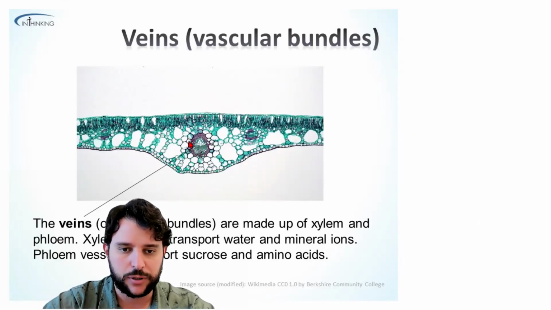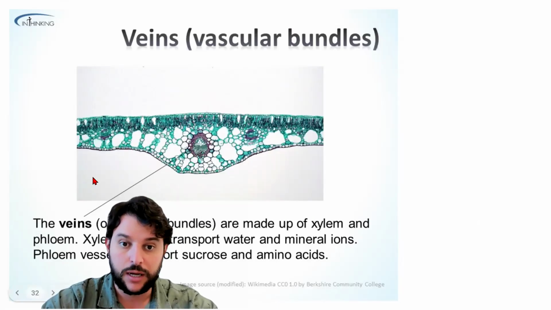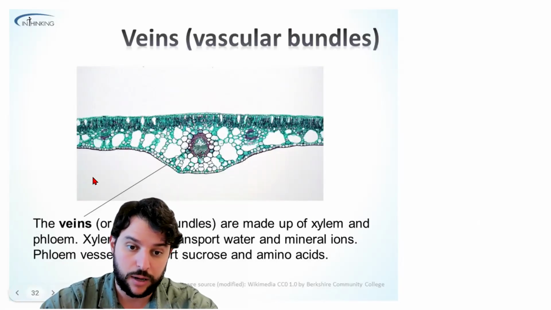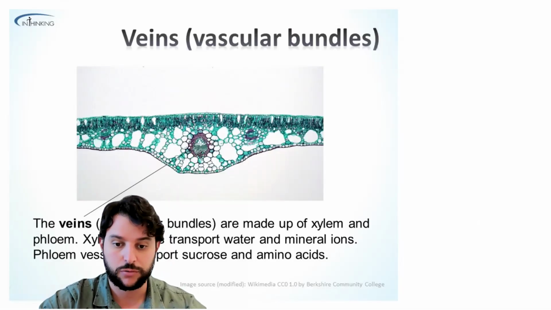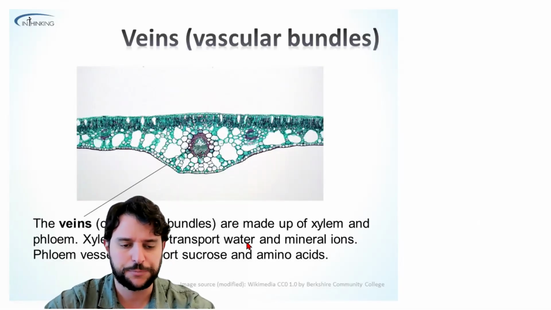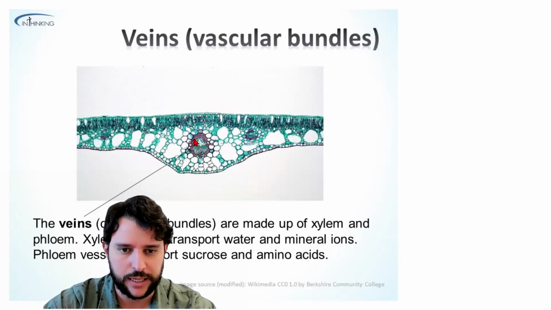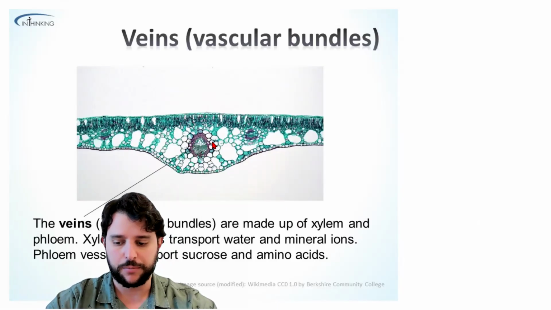The xylem typically transports water and minerals, and the phloem transports water with sugars, carbohydrates, fructose, sucrose, and also amino acids. The xylem tends to stay in the center of the leaf, and it's more structured, larger, and more lignified than the phloem.